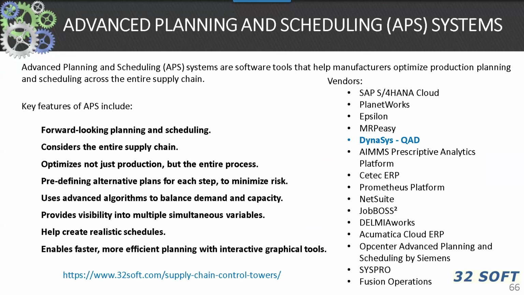Advanced planning systems, sometimes referred to as supply chain towers, are software tools that help manufacturers across the entire supply chain. I would refer you to a 30C software webinar we did last year on supply chain towers. Advanced planning systems are often integrated with ERP, MES, and other software applications to provide comprehensive production planning.